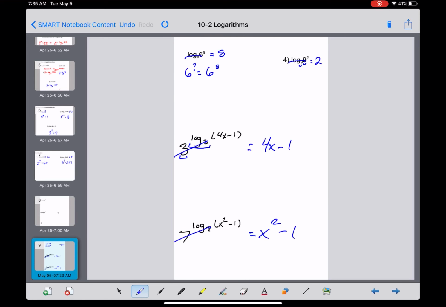So in the next couple of days, we're going to start using logarithms to solve more types of exponential equations. But for today, I just want you to get a little practice working with logarithms and evaluating them like we did here on the last couple slides.